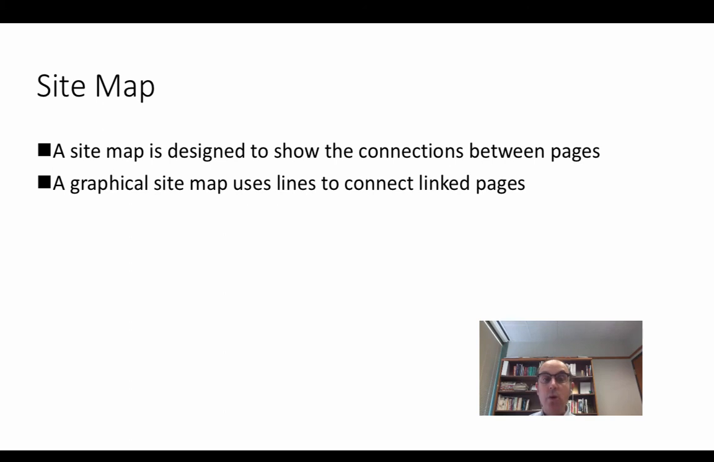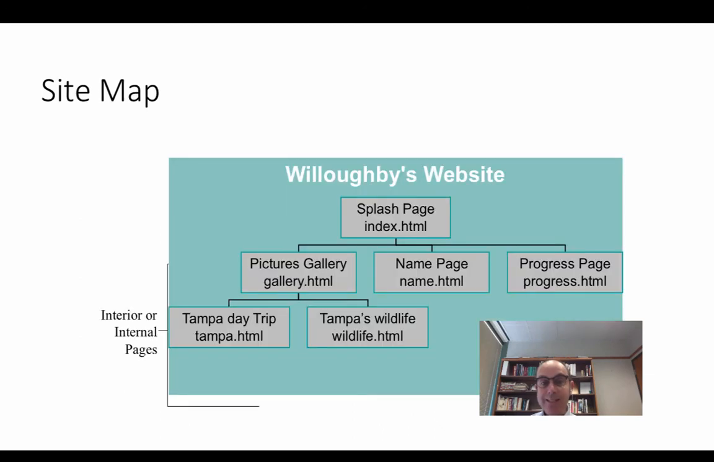So one of the things that was very popular 6-7 years ago is to create a sitemap. As I told you, Google's website that offers you free web hosting allowed you to create a sitemap. So basically it's the idea of what does it entail. The splash page is the main page, and then picture galleries, name page, progress page, and Tampa day trip and Tampa wildlife. You need to create pages and page names.